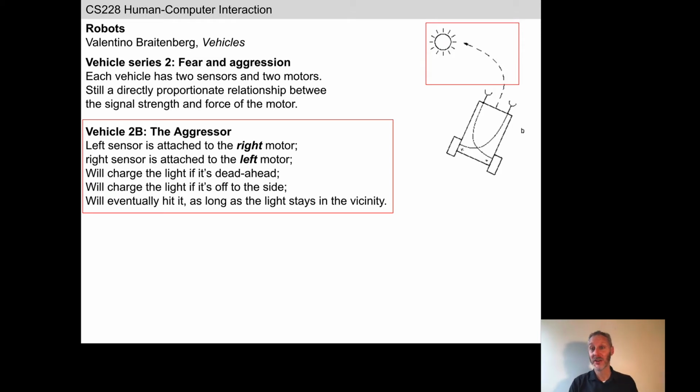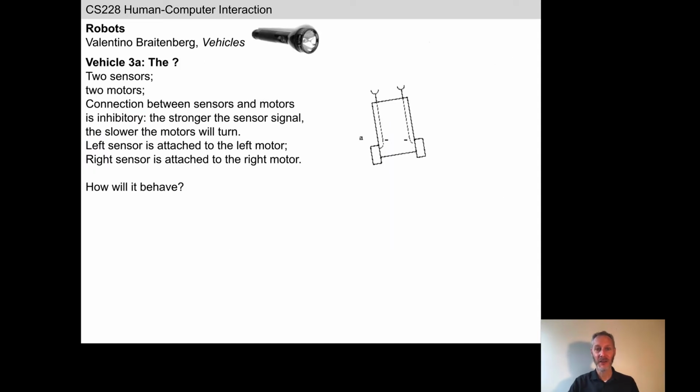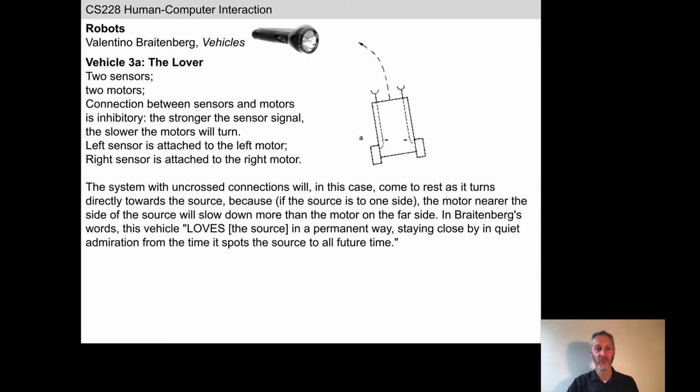But we get what you could imagine are the rudiments of useful behavior, going towards or going away from phenomena out in the environment in a very simple manner. If we think carefully about this robot's interaction with the environment. Okay. I think I just gave this one away. So that's okay. Vehicle 3A is the lover.